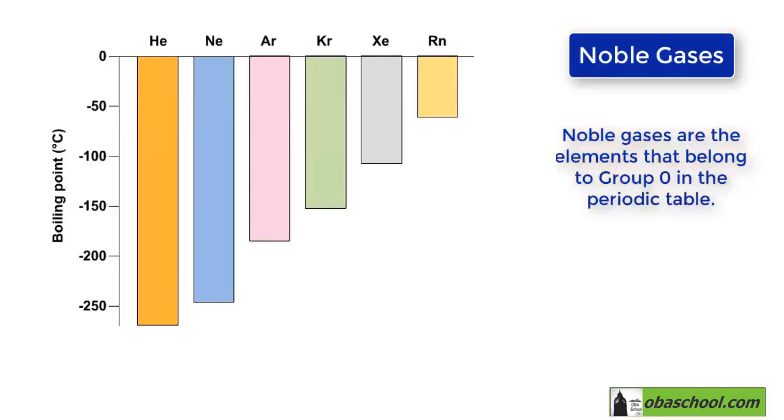Consider this graph where you can see the boiling points of different noble gases. Starting from helium, you can see that the boiling point is close to minus 250 degrees Celsius. The boiling point of helium is lower than that of neon, and so on until reaching radon. Radon has the highest boiling point closest to 0 between the noble gases. The boiling point of radon is around minus 50 degrees Celsius.